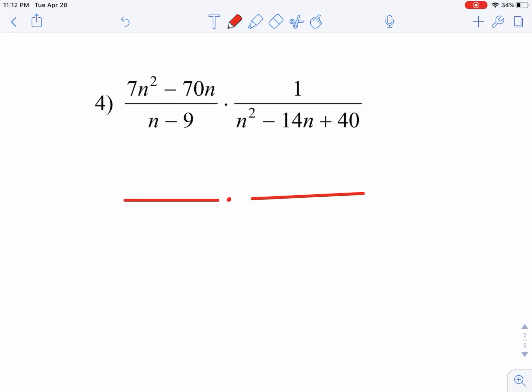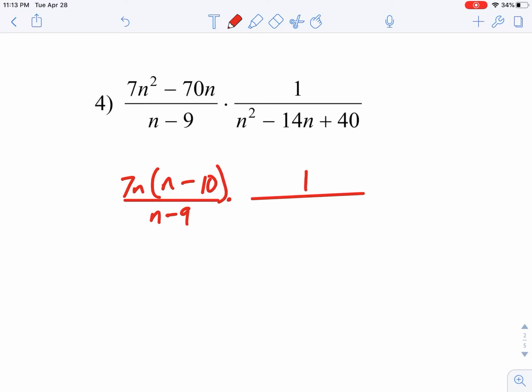Here we go. All right, first, this numerator. From both of those terms, I see a 7 in common and an n. So I can do common factoring, factor out 7n. If I take 7n out of 7n squared, it's just going to leave n and a minus sign. If I take 7n out of 70n, that's going to leave 10. The denominator here is n minus 9. That will not factor.